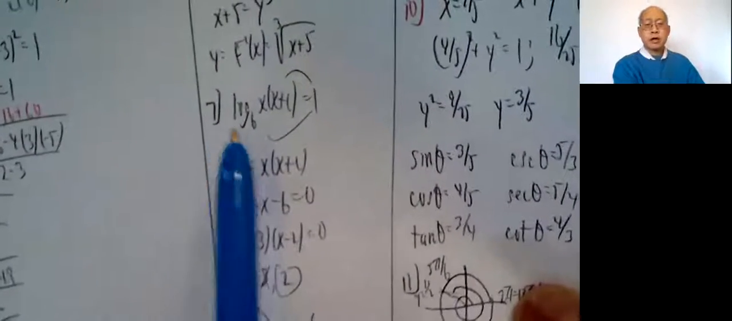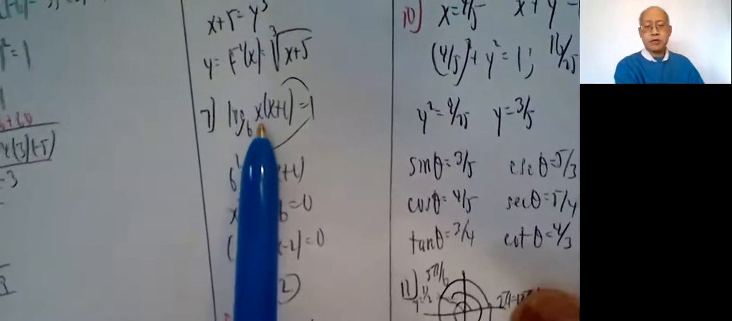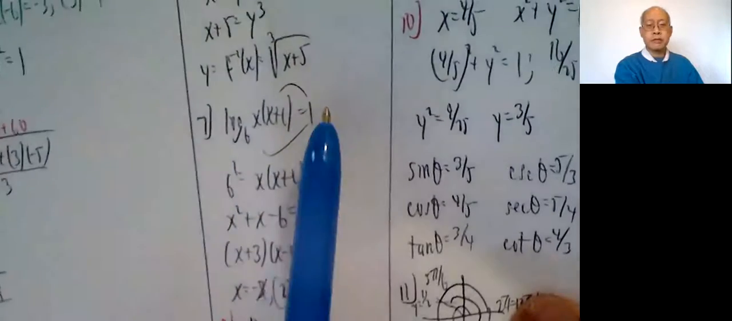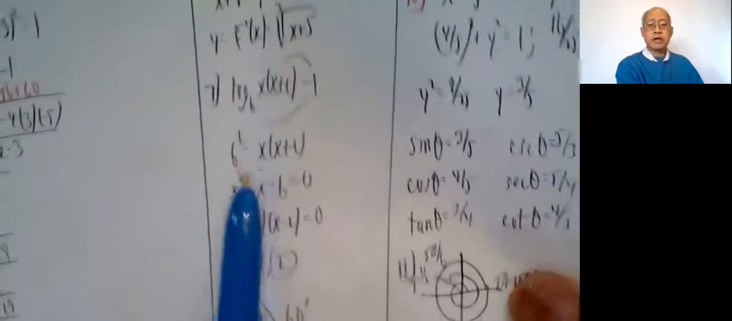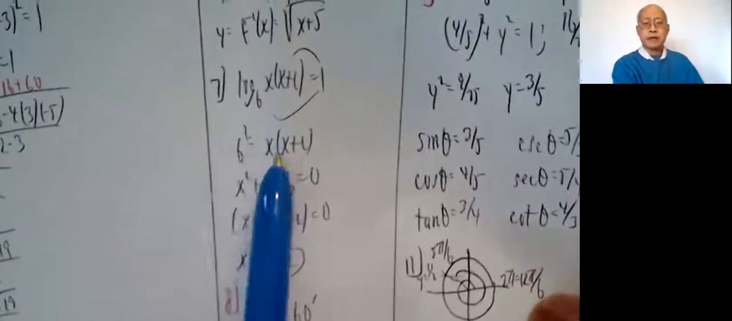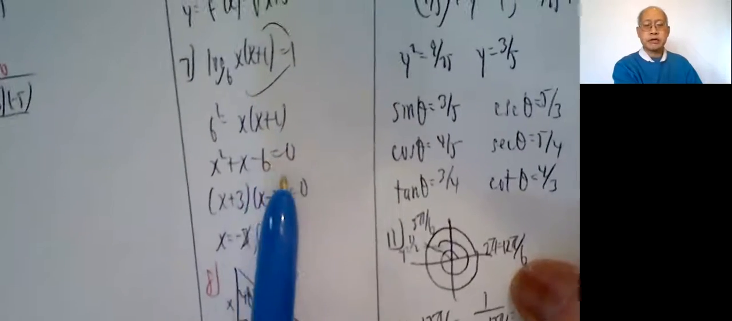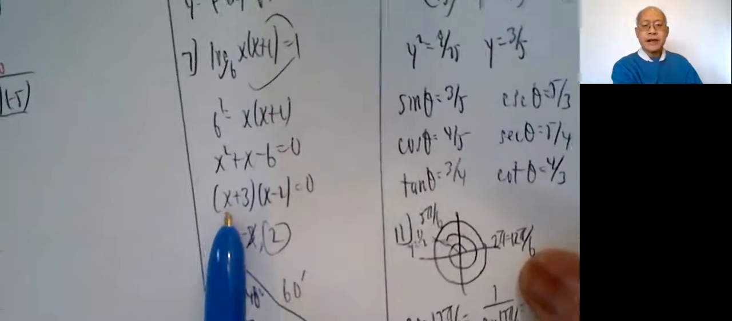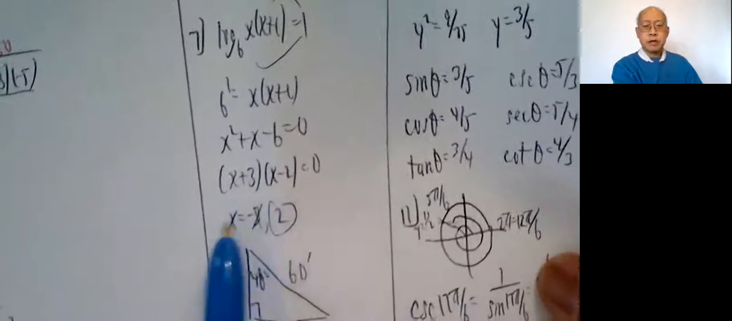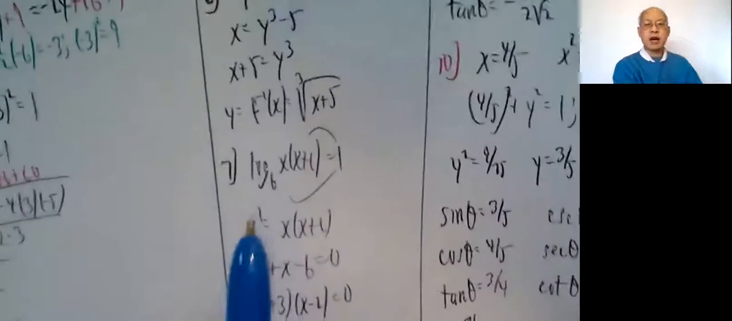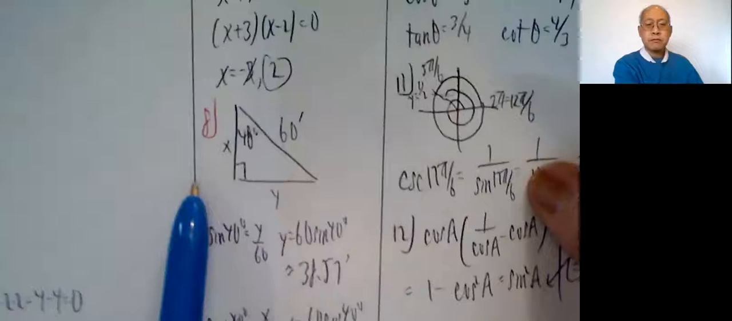Number 7, log base 6 of x times x plus 1. You can multiply them, equals 1. Unscramble it. 6 raised to the first power is x times x plus 1. Subtract 6. X squared plus x minus 6 equals 0. Factor: x plus 3, x minus 2 equals 0. X equals negative 3 is not allowed. You're not allowed to take the log of a negative from the original. It's only x equals 2.